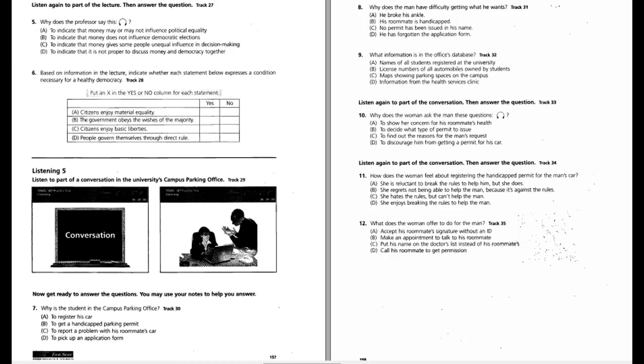Thank you. Now get ready to answer the questions. You may use your notes to help you answer. Number 7. Why is the student in the campus parking office? Number 8. Why does the man have difficulty getting what he wants? Number 9. What information is in the office's database?